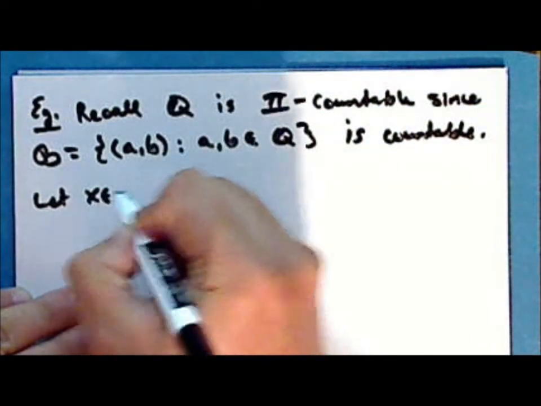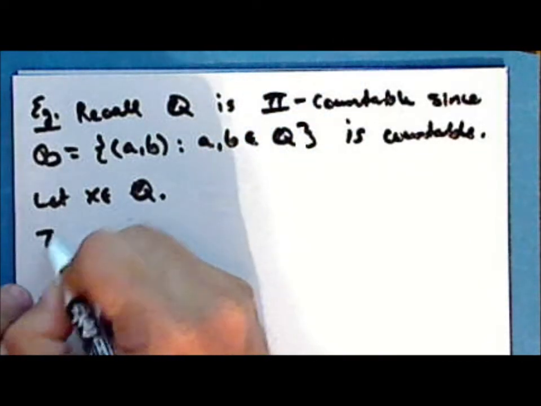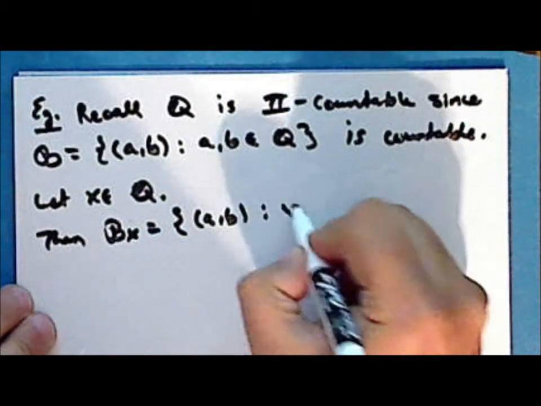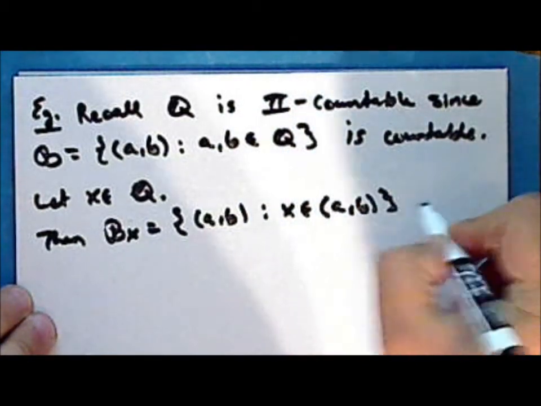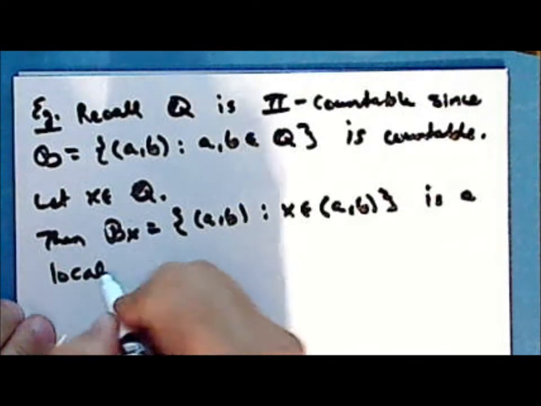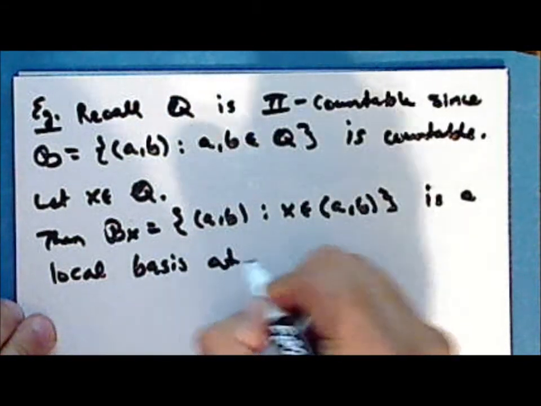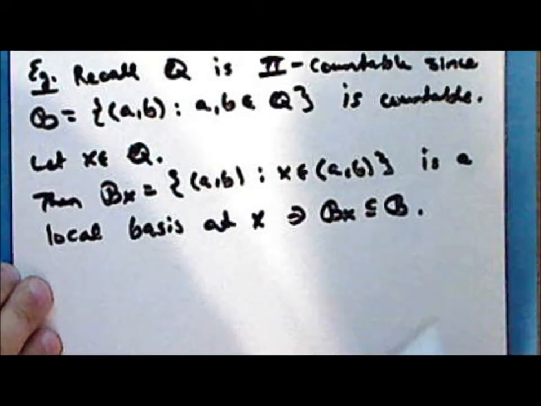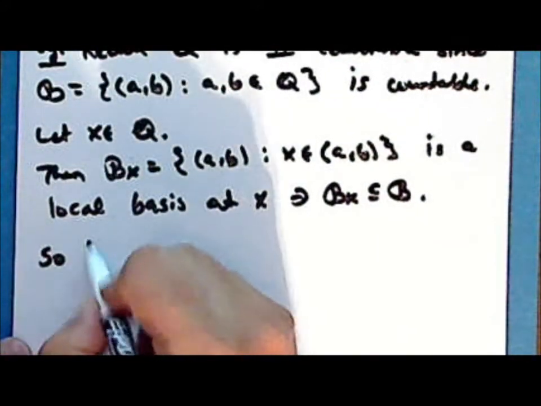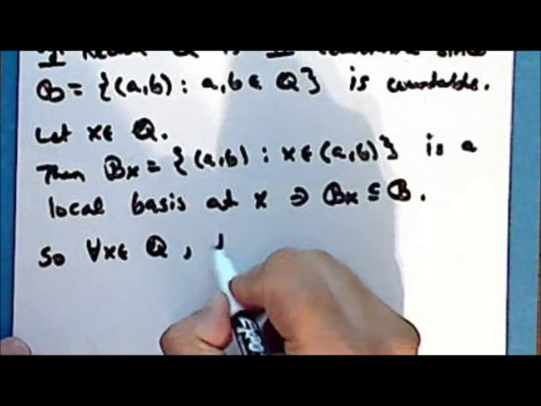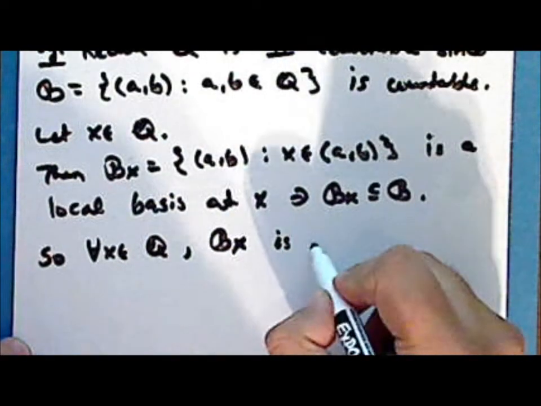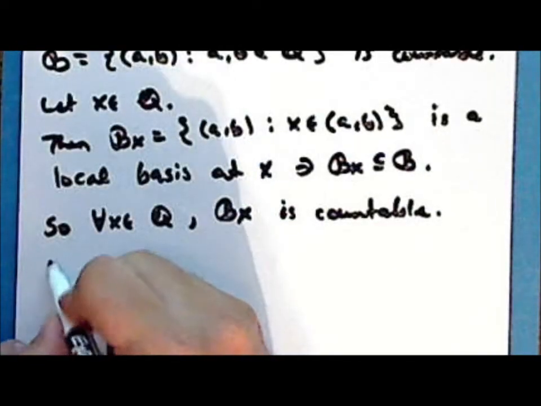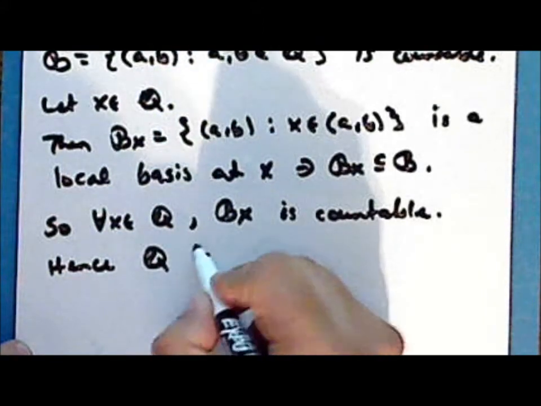So let x be any rational number. Then the collection script B sub x, consisting of the open intervals from a to b that contain the point x, is a local basis at the point such that this local basis is a subset of the standard basis for the space of rationals. And so for every point in the space, the local basis at that point is countable, since subsets of countable sets are countable, and hence the space of rationals is first countable.